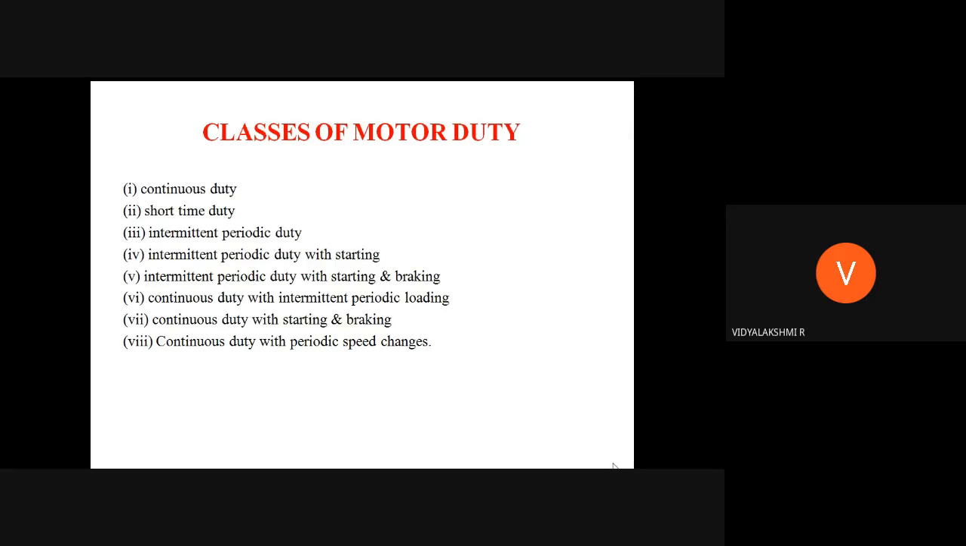Depending upon the speed and torque and then heating curve, I can classify motor duty into continuous duty, short time duty, intermittent periodic duty, and intermittent periodic duty with starting. There are 8 types. Again, with the help of the graph, I can easily say what is meant by continuous duty, short time duty and intermittent periodic duty. Please note the 8 types of motor duty. I can explain one by one.